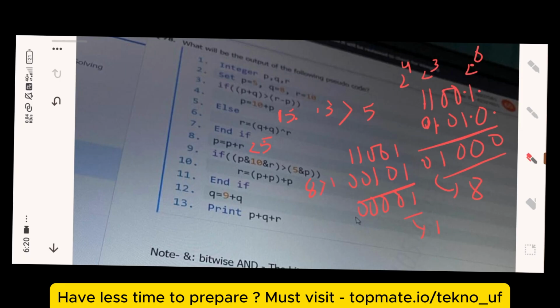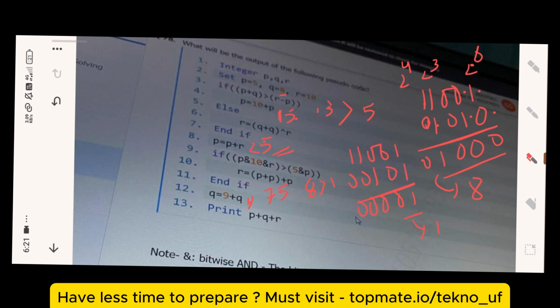So we have to calculate the value of R. So the value of P was 25. So the value of R becomes 25 plus 25 plus 25. So this becomes 75. So the value of R becomes 75 and the value of Q becomes 9 plus Q. Okay, so out of the if block we have to initialize the new value of Q equal to 9 plus Q. So 9 plus Q means Q was 8. Okay, so 9 plus Q means 9 plus 8. So this becomes 17.